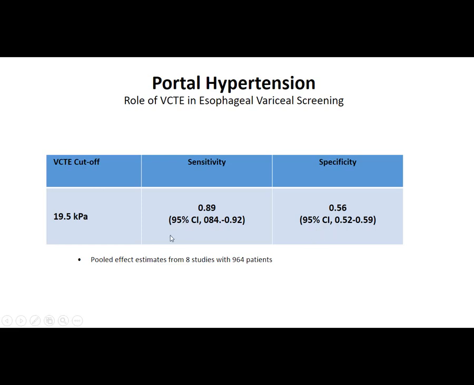So this number was determined to be 19.5 kilopascals to predict portal hypertension and variceal screening. So this is a pooled estimate from 8 studies with almost 1,000 patients. So the sensitivity was pretty good here, 0.89, specificity not so good. But 19.5, you could round it off to 20, seems to be the cutoff value. Anything at that level or higher should have endoscopic screening for varices.